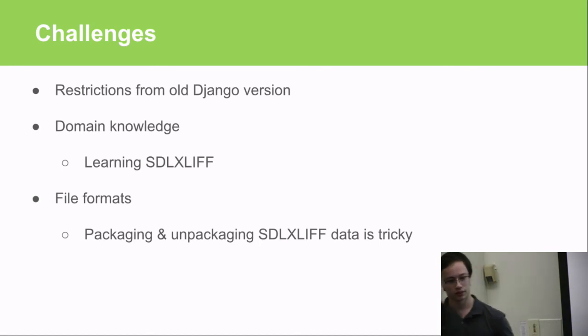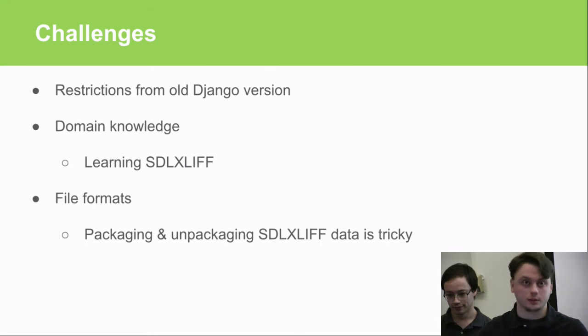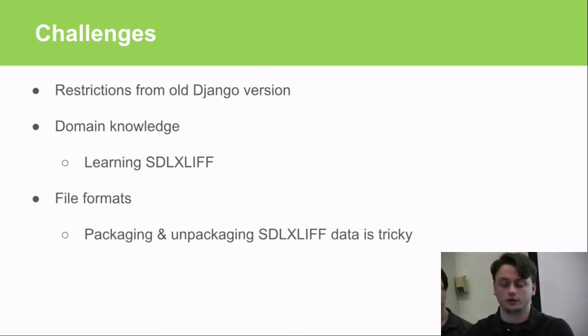A couple of our challenges here were some of those previously mentioned restrictions from the Django version. We wanted to use the data blob field for Django to store the JSON within for the file. That didn't work out, so like Jarrell said, we saved it to a file on disk and then referenced it within a text field in that table.